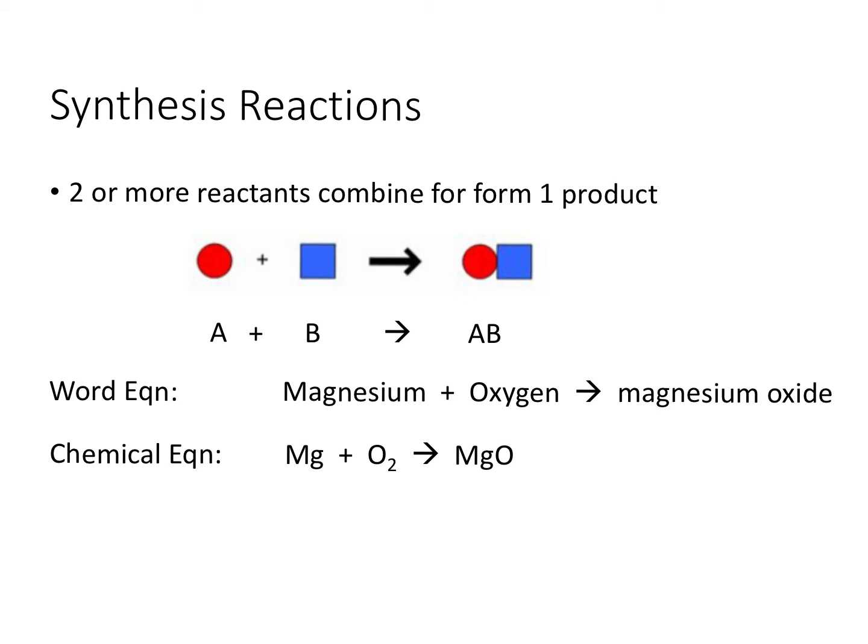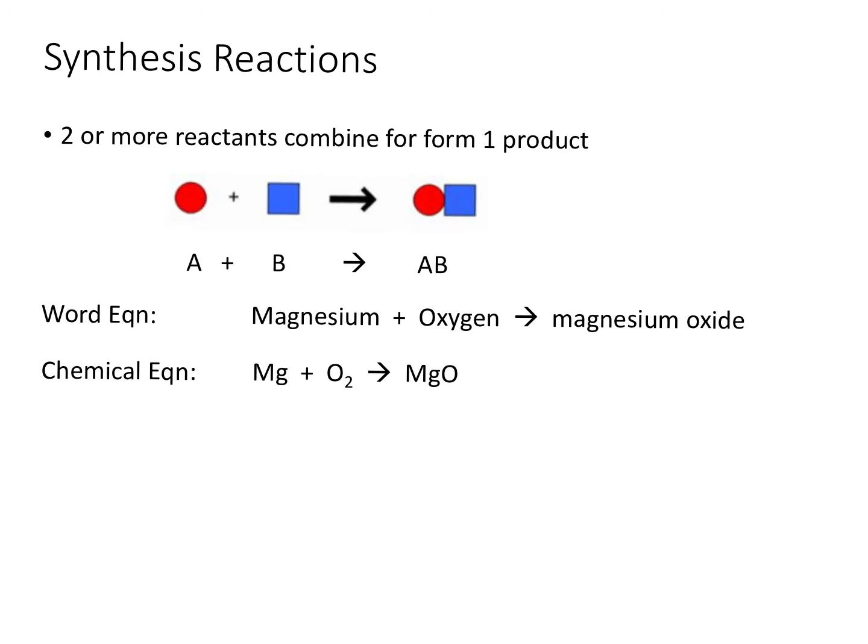If you wanted to look at an example that you might see, we have magnesium, the symbol which is Mg, and we have oxygen, the symbol which is O2. And when they create that new product, we will get magnesium oxide. And if we rewrote that, that would be magnesium oxide. So anytime we have two or more reactants coming together to form one product, that is going to be a synthesis reaction.